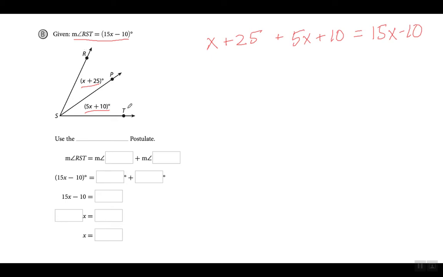Okay? Now let me just do it using the template that the textbook is providing. First of all, they want to know what postulate I'm using to figure this out. Your homework is multiple choice. And it's easy to figure out which is which because all you got to do is look at what this problem involves. It involves adding angles. So it's the angle addition postulate.